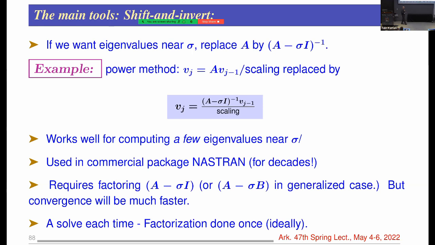Then the second one is shift and invert. To focus on a certain eigenvalue, you select a shift sigma, and then instead of working with A, you work with this matrix (A minus sigma I) inverse, which tends to enhance the eigenvalues around sigma. That's what sometimes makes it very effective, because that's what you're looking for. For example, the simplest one is the inverse power method. So in this case, what you do is factor this matrix once, and then you iterate with it.